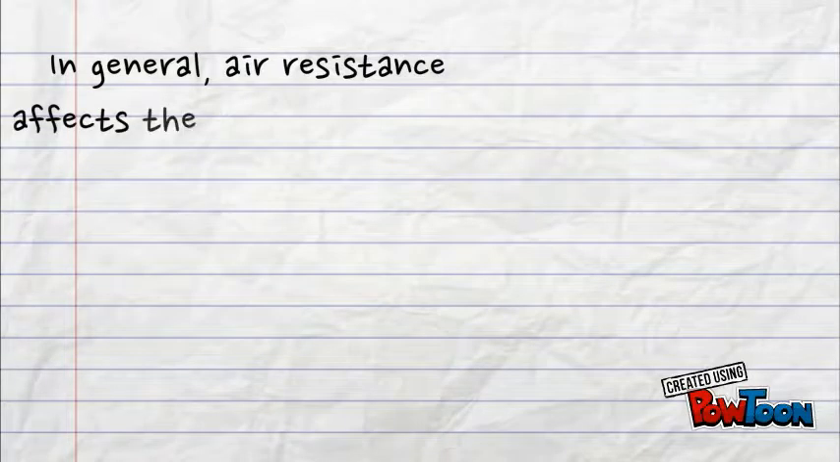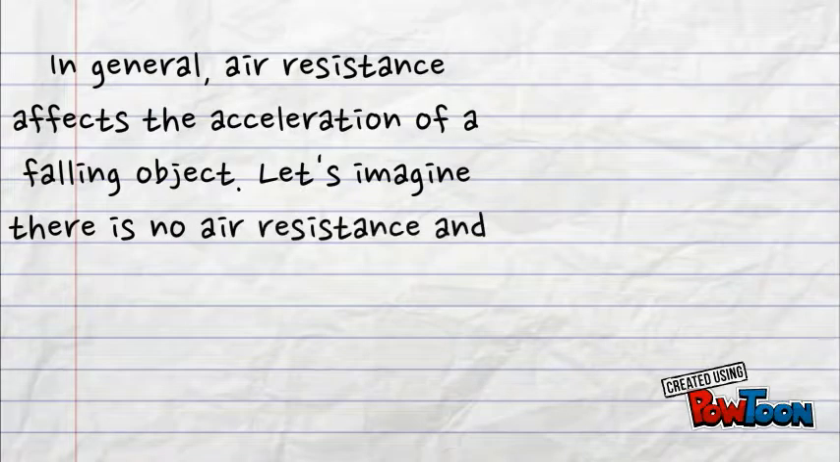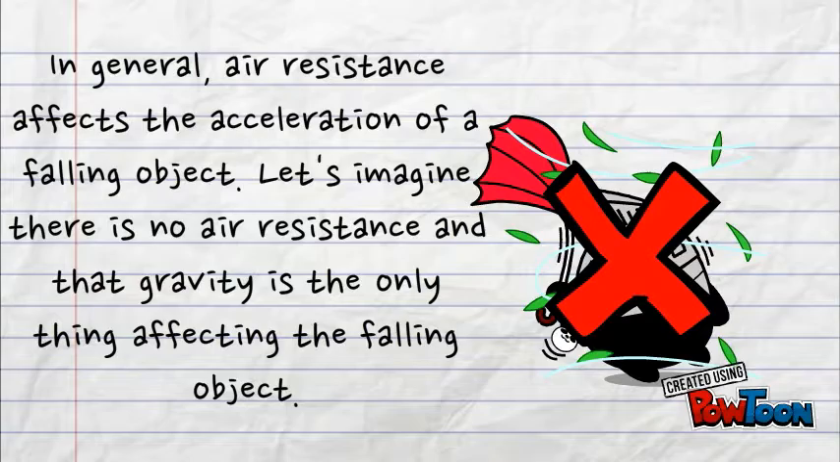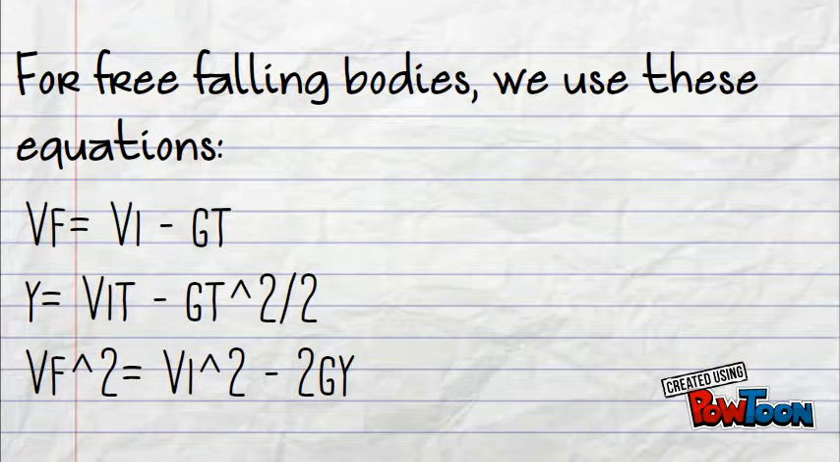Gravity causes the apple to accelerate downward once it begins falling. In general, air resistance affects the acceleration of a falling object. Let's imagine there is no air resistance and that gravity is the only thing affecting the falling object. For free-falling bodies, we use these equations. This is just a variation of those first equations wherein g is equal to 9.8 meters per second squared.